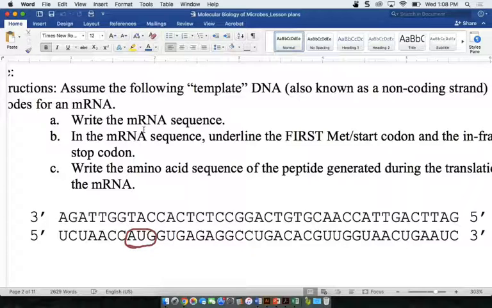And then we start reading in multiples of what? 3, and each 3 represents a... well, amino acid, but what's the term we use for that triplet? Codon. And each 3 corresponds to an amino acid. So from this AUG, we've got GUG, AGA, GGC, CUG, ACA, GCU, CGU, UGG, UAA, and so on. There's our stop codon. University of Alaska, Anchorage.